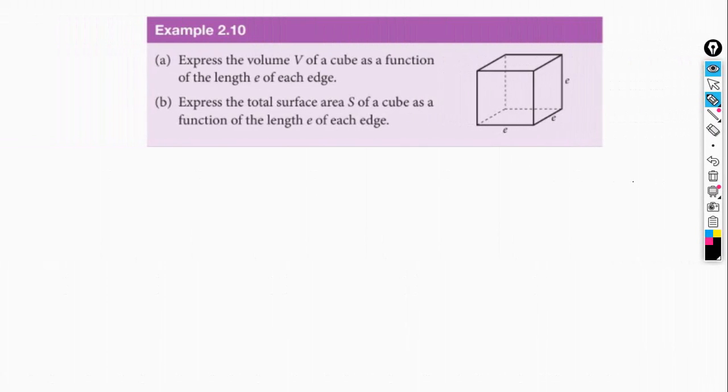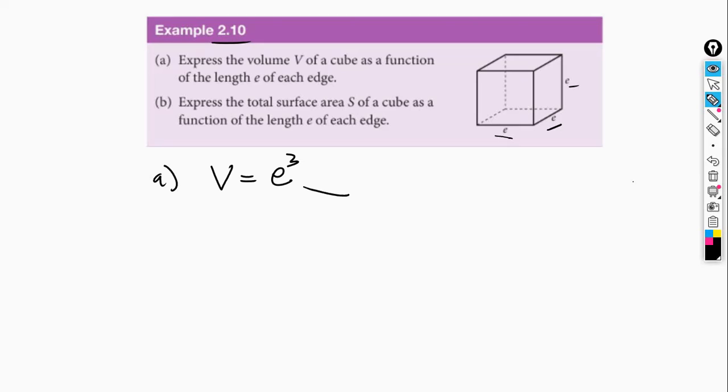Okay, so here we are with example 2.10. And part A says, estimate the volume of a cube as a function of the length e of each edge. So recall that the volume of a cube is simply going to be this value times this value times this value. In other words, the area of the base times the height, right? So that means that we can express the volume as being equal to e times e times e, which is e cubed. So the volume as a function of the length e of each edge is v equals e cubed.